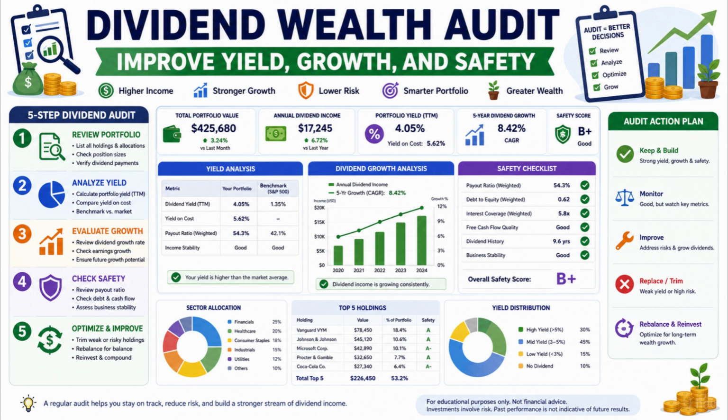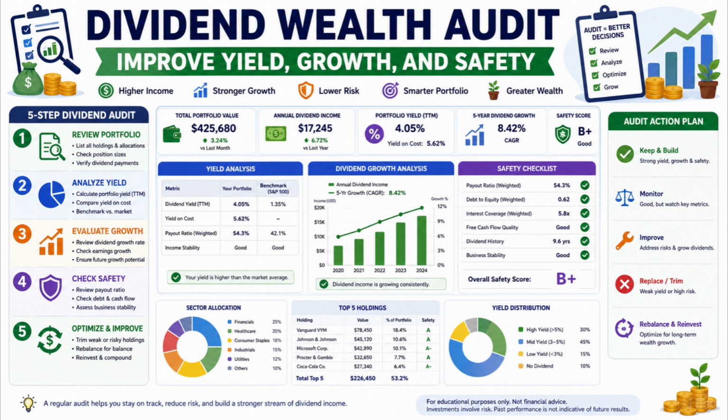The current trailing 12-month dividend yield in this example is 4.05%, while yield on cost is 5.62%. The current yield measures annual dividend income against today's portfolio value, whereas yield on cost compares current dividend income with the original amount invested. However, a higher yield should not automatically be considered better.